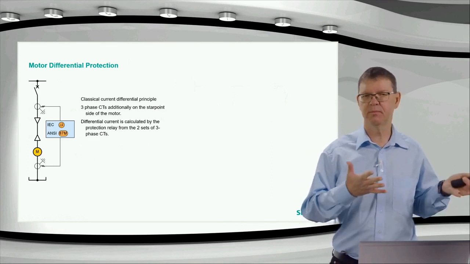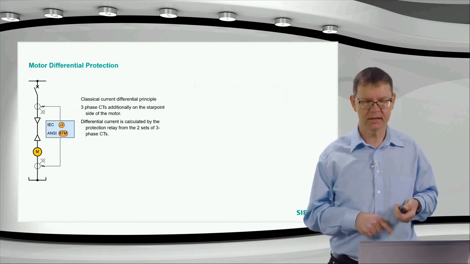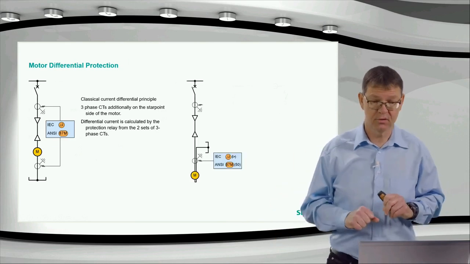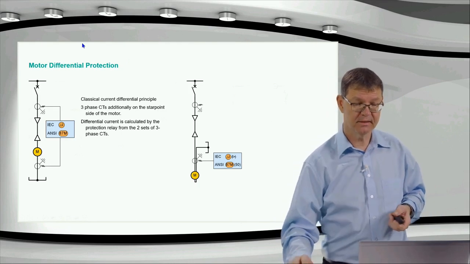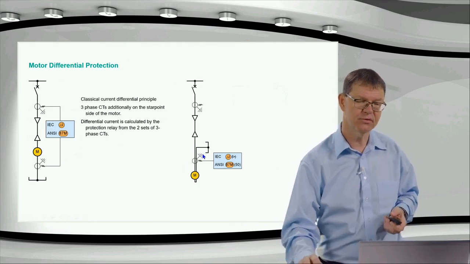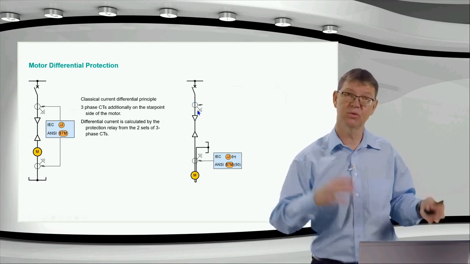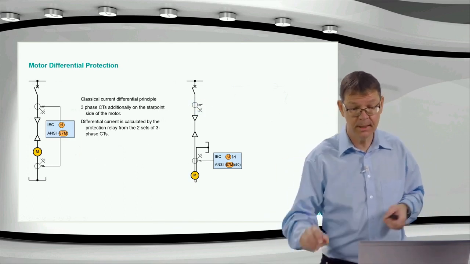Differential protection is calculated by the relay. We see in one of the next slides how this is done. As a difference, we can also have the following principle. I have here a current transformer. You see it's a second one. This one will then take over the standard motor protection functions like overload.